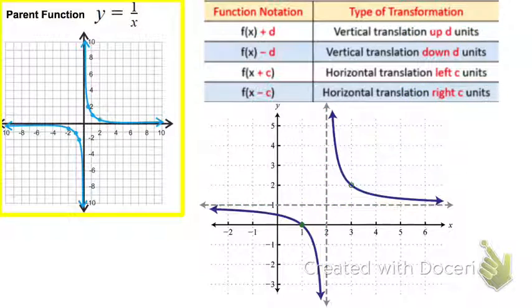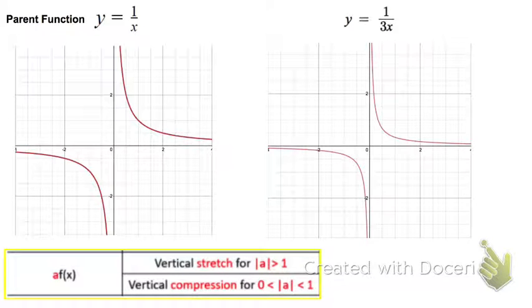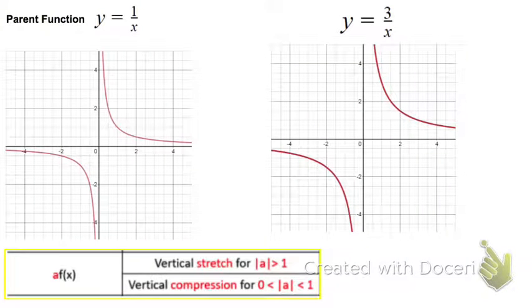Now, the last thing I want to look at are a couple of examples of compression and stretching or enlarging. This is called dilating. So dilating is when you multiply a parent function by some number. So in this case, we multiplied by 3. So if you look at this, we took 3 and we multiplied it by 1 over x, and that gave us this. So how did that change?